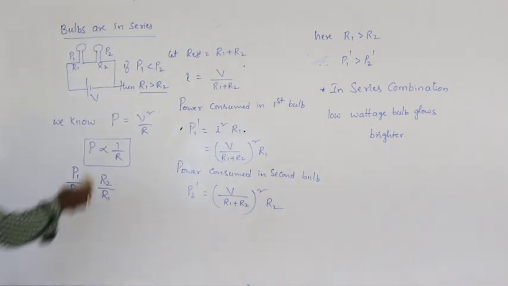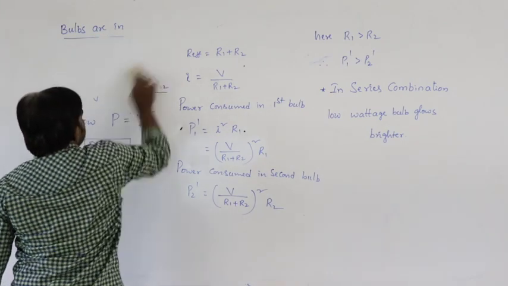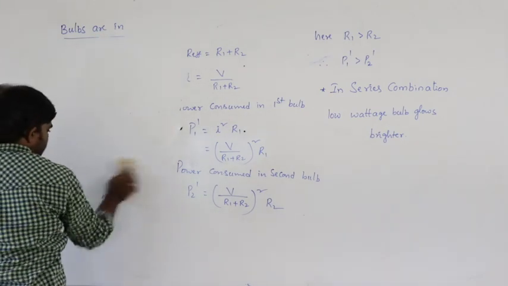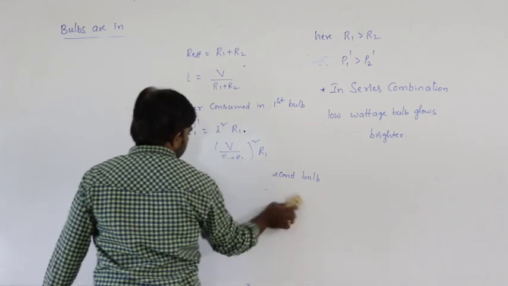Next, bulbs are connected in parallel. If the bulbs are connected in parallel, what is the effective power? How can we calculate that?